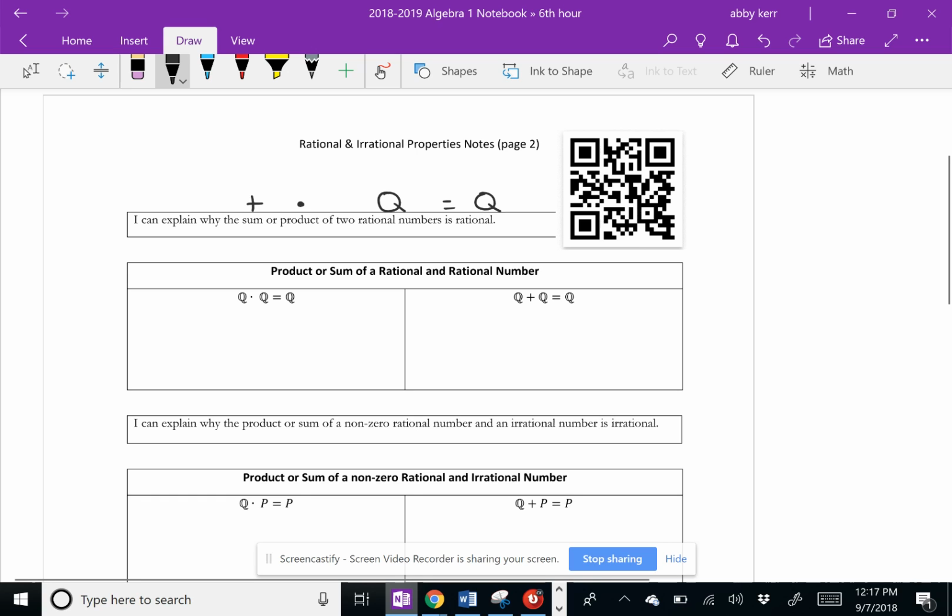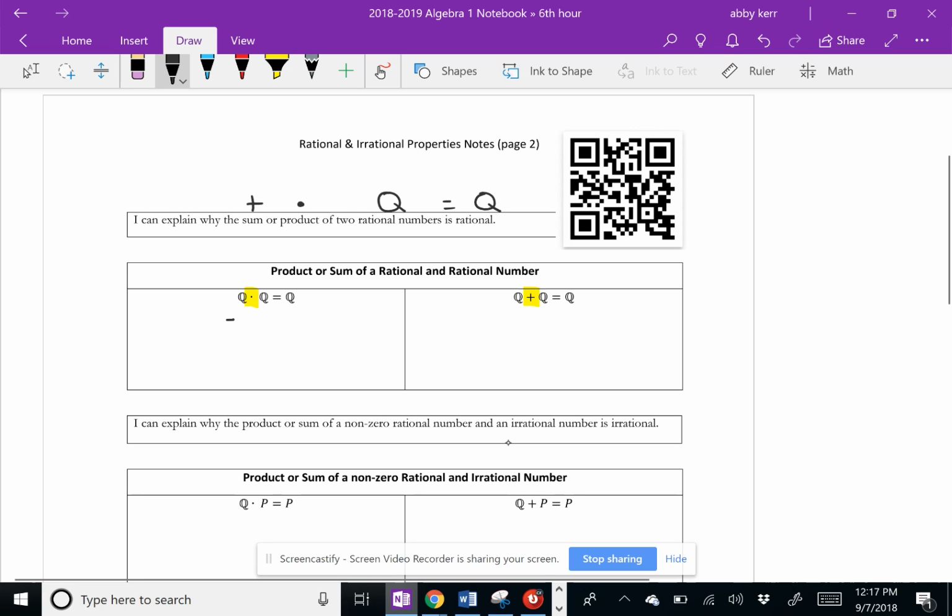So below I have it separated into 2 boxes. Notice the only difference is the operation. So the left is going to be multiplying, and then the right property is going to be adding. It doesn't matter. You can have Q plus Q equals Q on the left side. So the first thing you want to do is think of a rational number, any rational number you can think of off the top of your head.